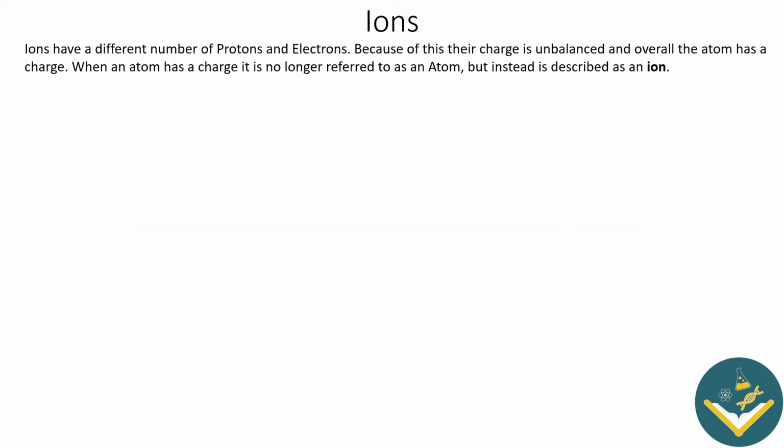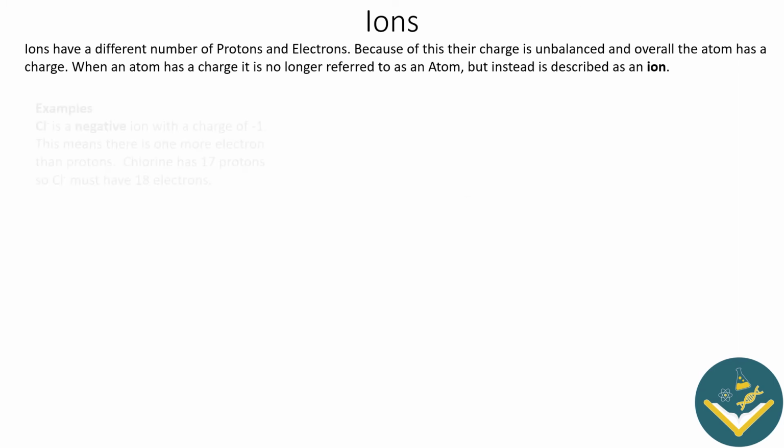Ions are a little bit different. Ions have different numbers of protons and electrons, unlike atoms, which always have the same number of protons and electrons. Because of that, the charge becomes unbalanced, and overall, the atom itself then has a charge. When an atom has a charge, it's no longer referred to as an atom, but instead is described as an ion. One of the most common ways people lose marks on exams is by saying atom instead of ion.